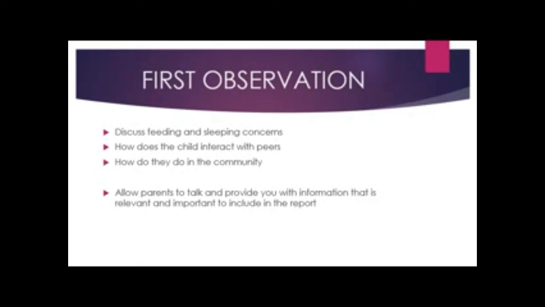How does a child interact with peers? So this goes back to the social skills area. Do they parallel play? Do they cooperatively play? Do they just isolate themselves? Do they functionally play? And how do they do in the community? Again, we've already kind of gone over this. And you want to allow parents to talk and provide you with information that's relevant and important to include in the report.